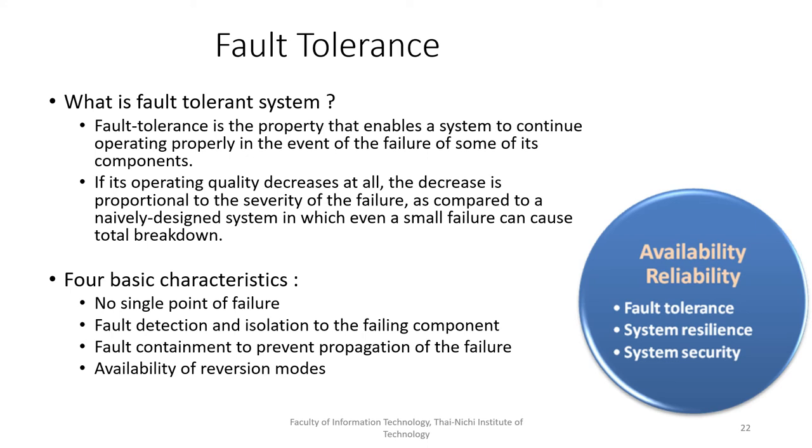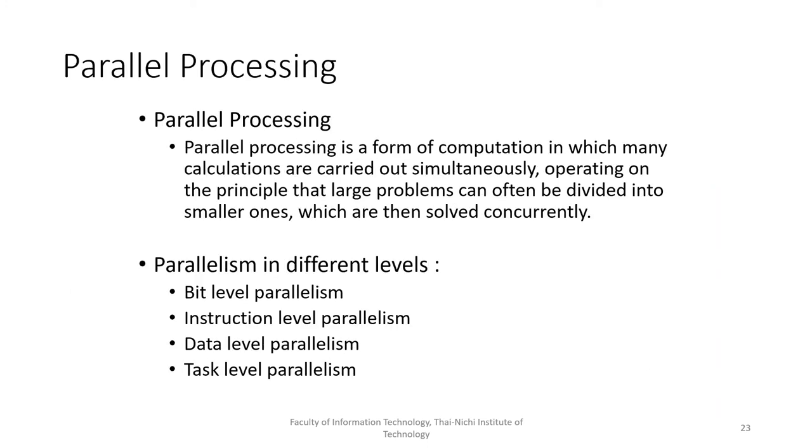So if the operational quality decreases, this decrease is proportional to the severity of the failure. So we need to increase the operating quality. And then we have the four basic characteristics, that is we should not have a single point of failure, fault detection and isolation to a failing component, fault containment to prevent the propagation of failure, and availability of reversion modes. And then we have the parallelism, parallel processing.